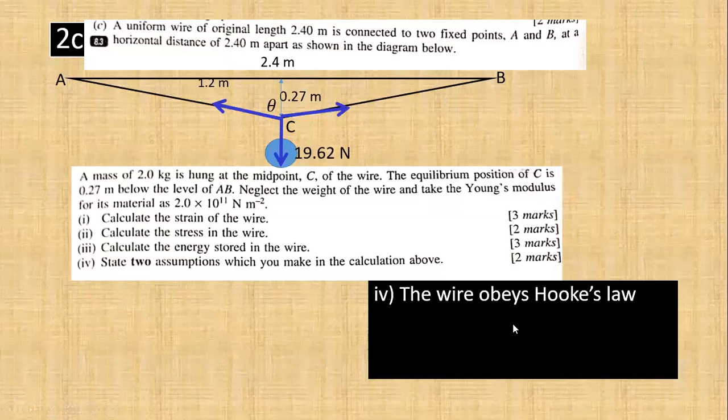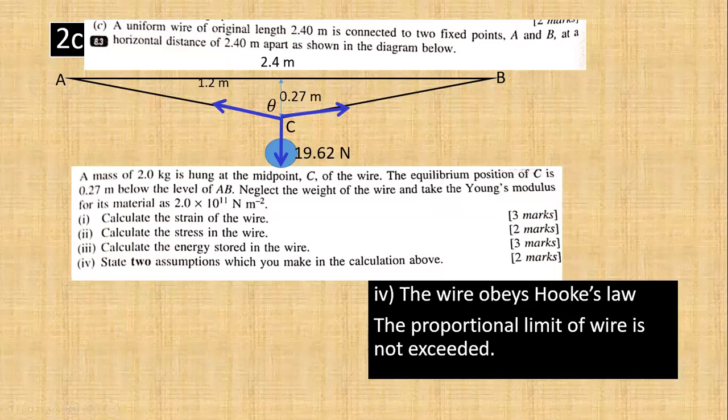The wire obeys Hooke's law. The important thing is the straight line. The proportional limit of the wire is not exceeded. If you exceed it, it is no longer a straight line, so you cannot apply what we have studied so far. Anything to ask? If not, I will stop here.